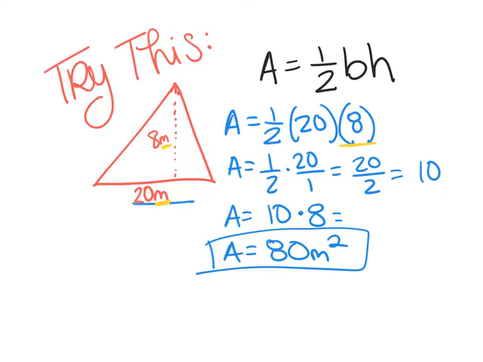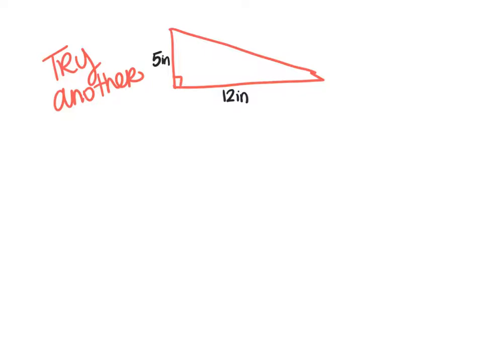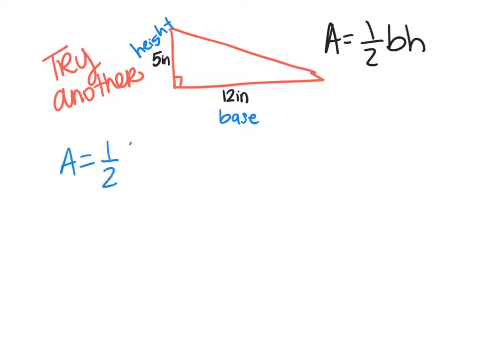Let's try another problem. Here I have another triangle. I'm going to be starting with my formula as always. Area equals 1/2 base times height. I have my base down here of 12 and my height of 5. If it helps you to label them, you are welcome to label them every time. And here I go with solving. Area equals 1/2 times my base, which is 12, times my height, which is 5.